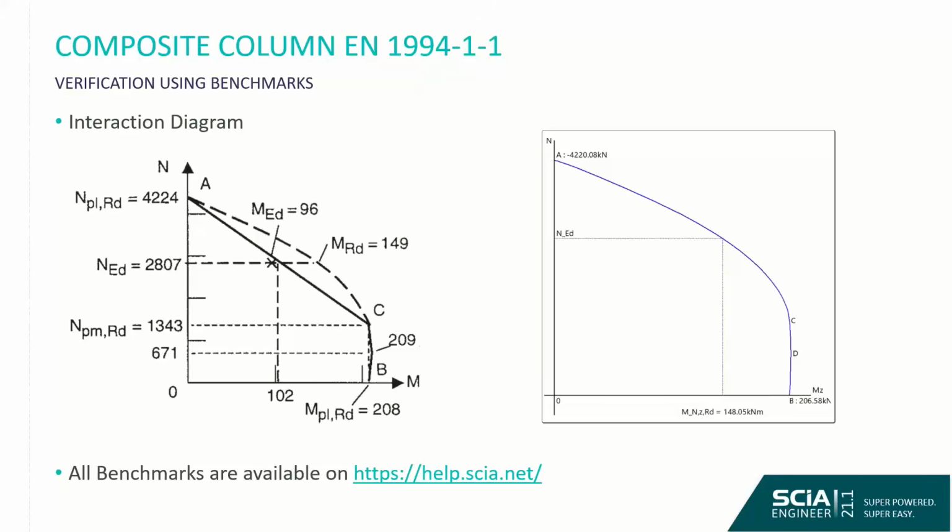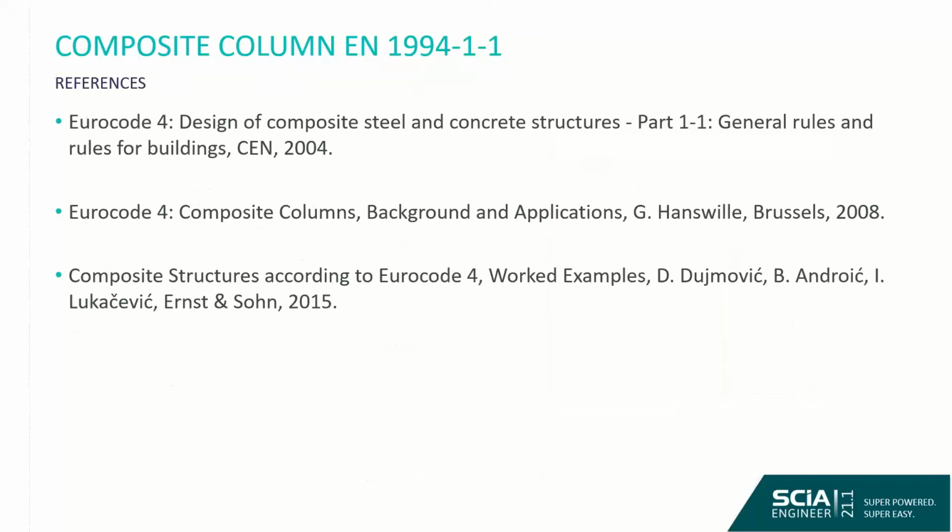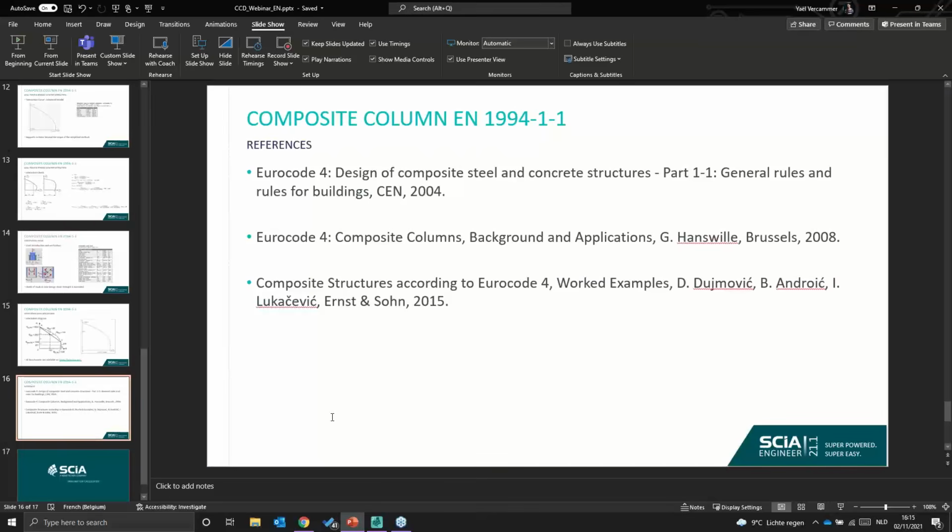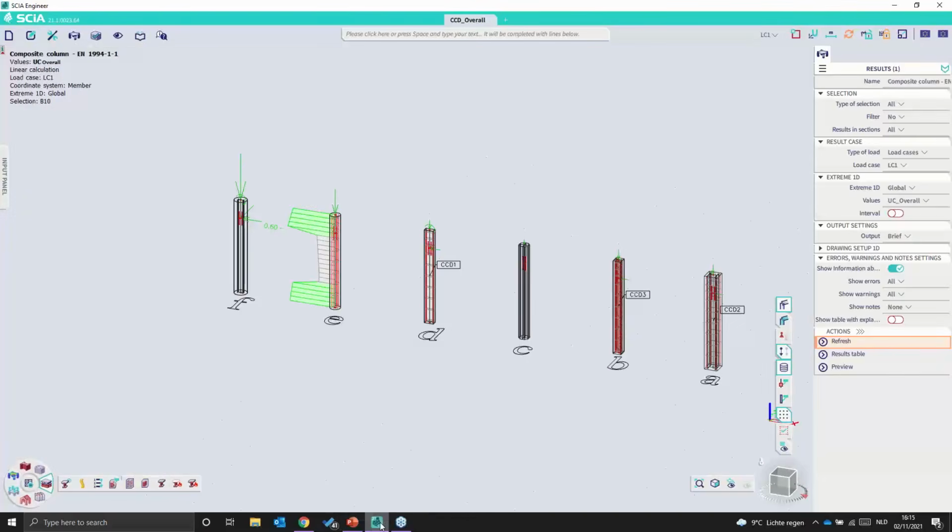So that's it for all of the specific checks. All of these checks have been verified against all of the benchmarks that we could find online for composite column design. If you would like to investigate these benchmarks or use them to show that SCIA Engineer is doing a good job at this, you will find them on our help website. And with this and with some references from the pictures that I have been using in my presentation, I will now leave the PowerPoint and open up SCIA Engineer.